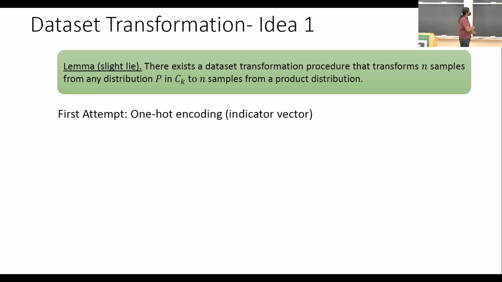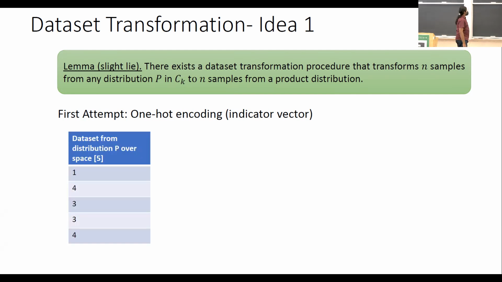So our first attempt is going to be just something called one-hot encoding in machine learning, for those of you who know it. I think it's easiest to explain this with an example. So let's say your data universe is 5 and you have some distribution over this data universe. And let's say your data set that was drawn looks something like this. So it's like 1, 4, 3, 3, 4. This is some plausible data set.